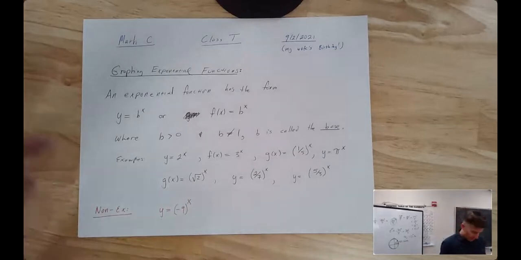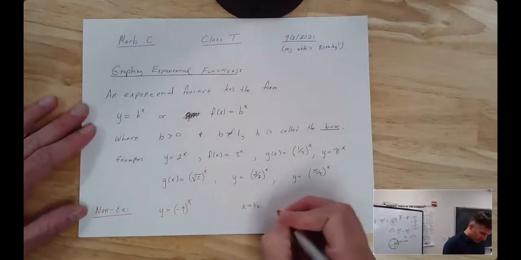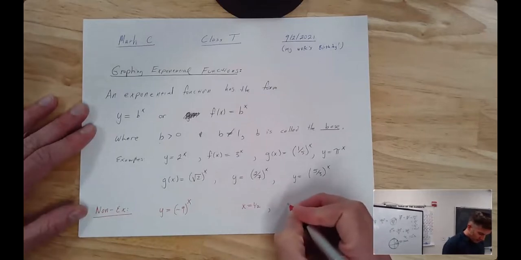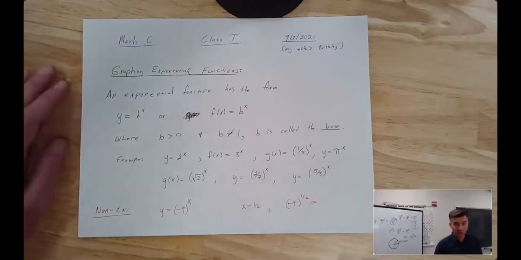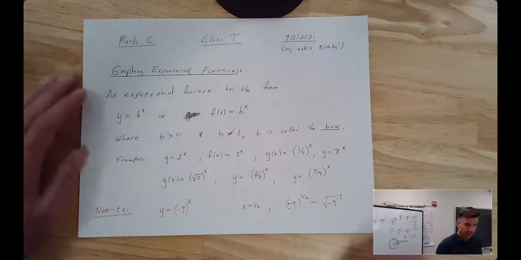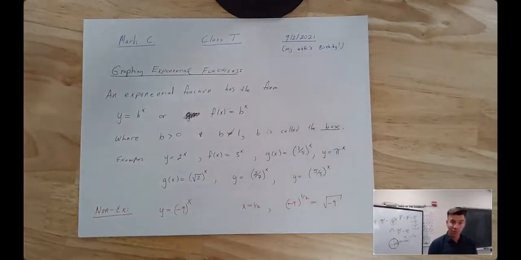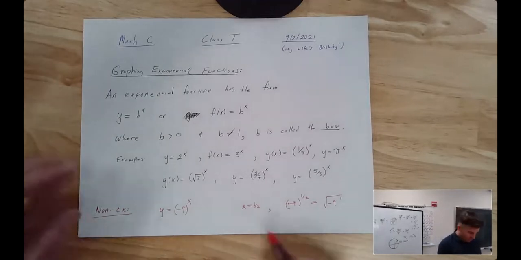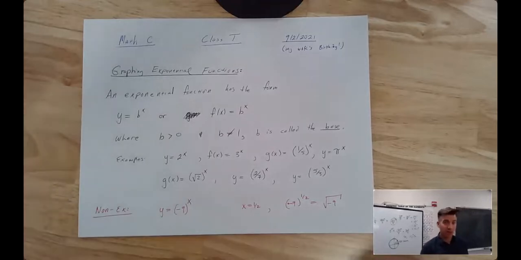For example, if x were equal to 1/2, then we would have negative 9 to the 1/2 power, also known as the square root of negative 9. And as we've talked about a few times, square roots of negative numbers are not real. So the reason we don't think about having negative bases for exponential functions is because they aren't defined everywhere. They have a restricted domain, is another way of saying that.